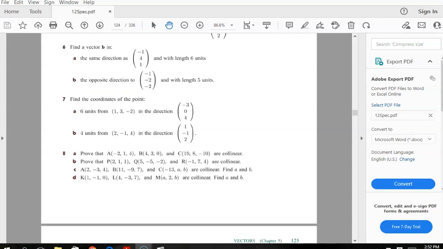So you're going to do 6 and 7. 7 we might do together. Prove that A, B, C are collinear. How would you prove that they are collinear? You find the vectors for AB and BC, and then prove that AB or BC are multiples of one another. I couldn't have said that better myself. So you would find AB, you would find the vector BC, and hopefully one is a multiple of the other.